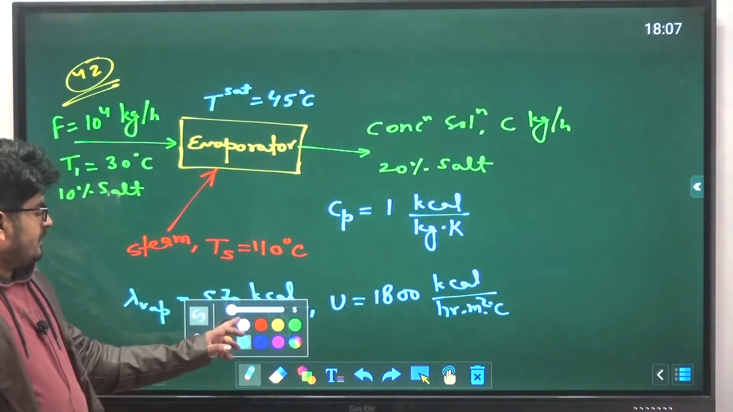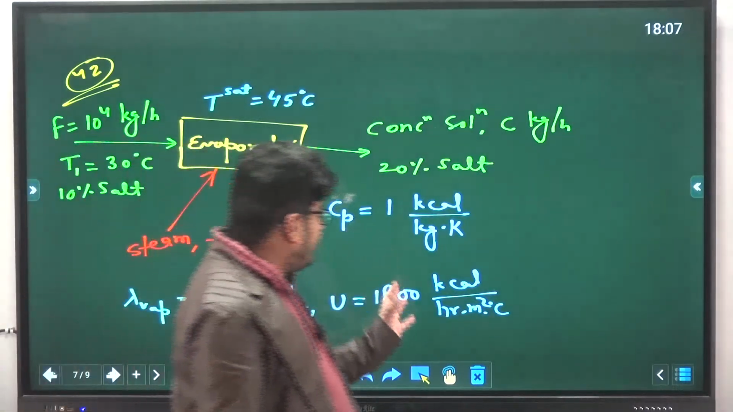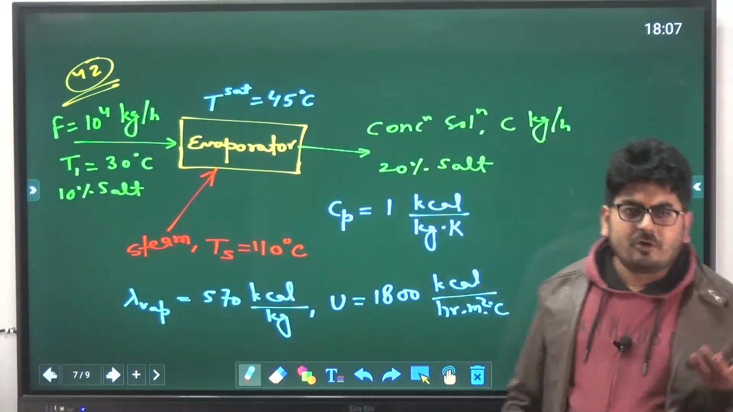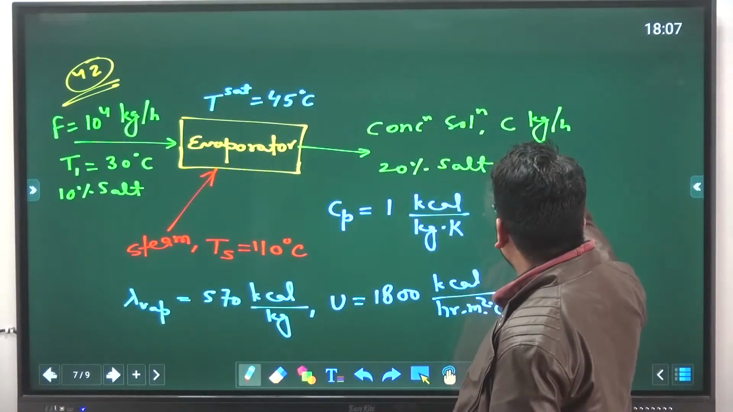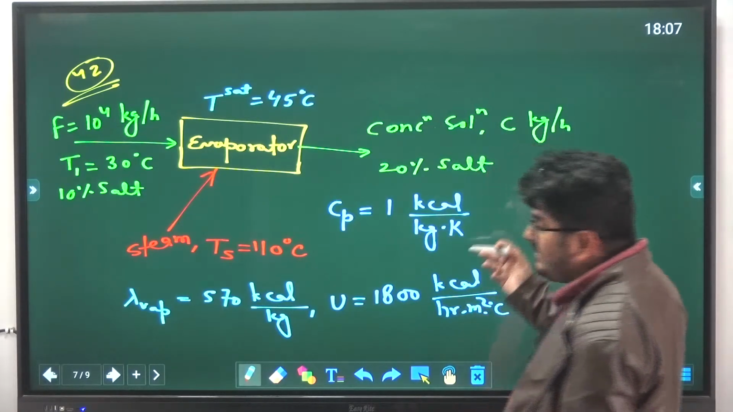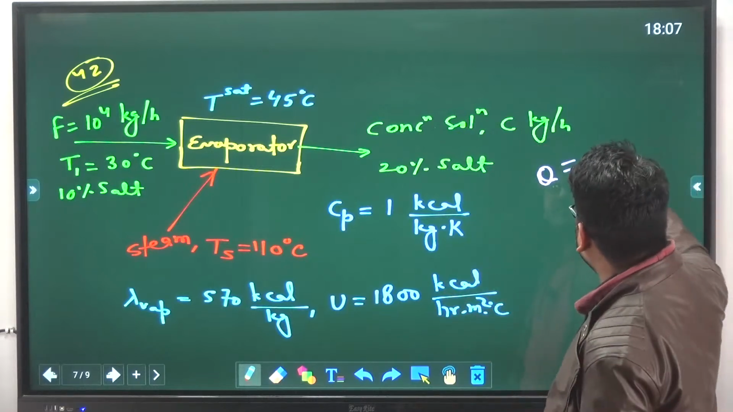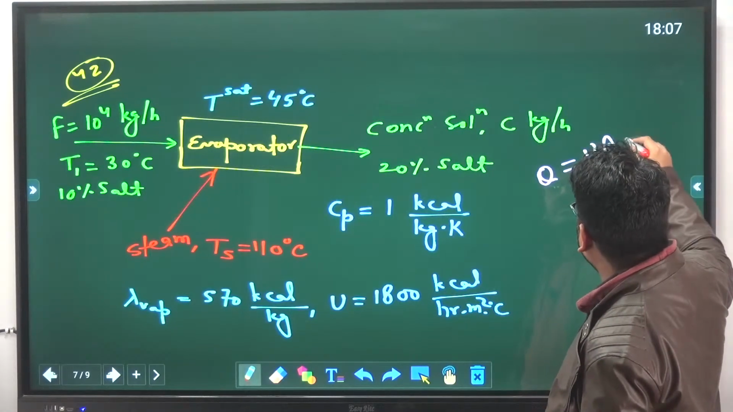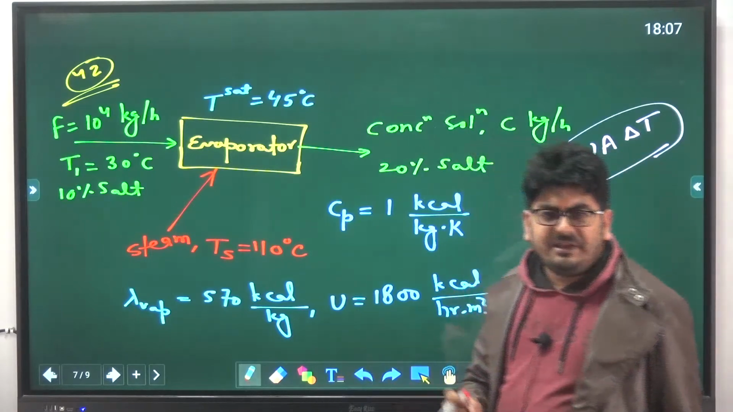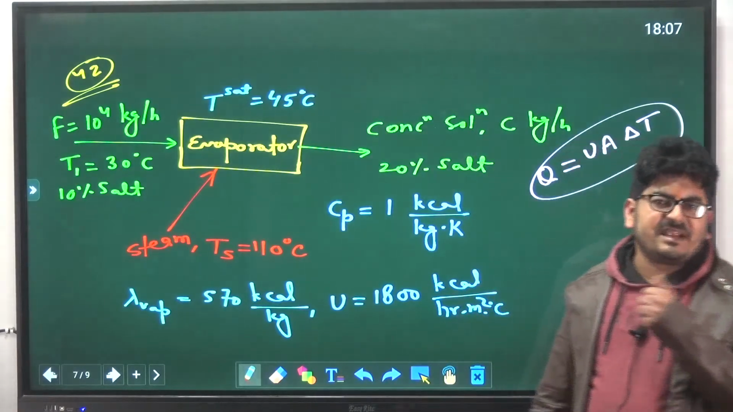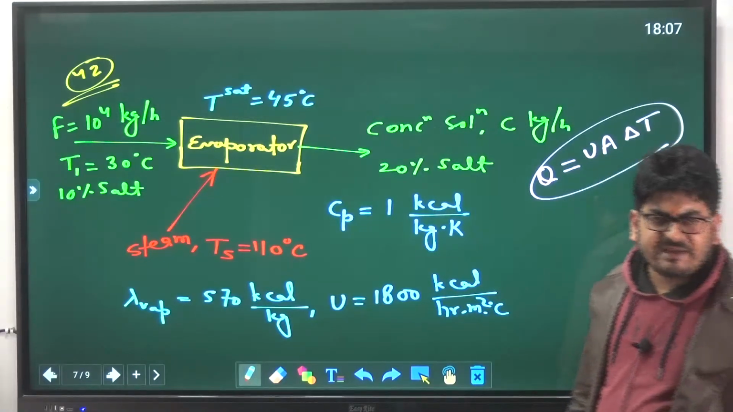Okay. So here overall heat transfer coefficient is given. I hope you understand that for any heat transfer equipment, the rate of heat transfer we can write in terms of overall heat transfer coefficient as Q equal to UA delta T. Now the question is, what is delta T here? For heat exchangers, it is delta T ln. You know how to calculate that, LMTD.